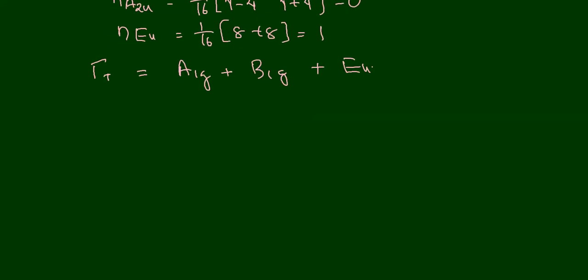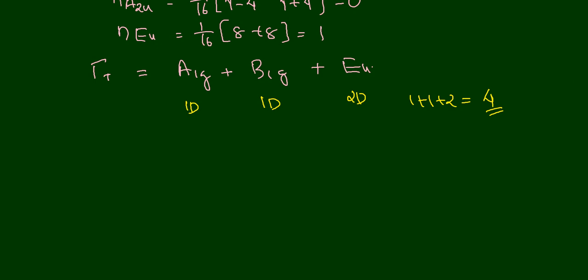Now you can check whether your result is correct or not just by summing up the dimensions of these irreducible representations. For example, A1g is a one-dimensional representation, this is also one-dimensional, this is a two-dimensional representation. So 1 plus 1 plus 2, that is equal to 4, and this 4 should be equal to the number of hybrid orbitals that you are expecting. In the case of a square planar complex, you are expecting 4 hybrid orbitals, so the sum of the dimensions must be equal to 4. Then only your calculation will be correct.